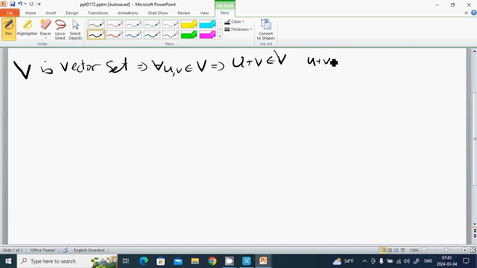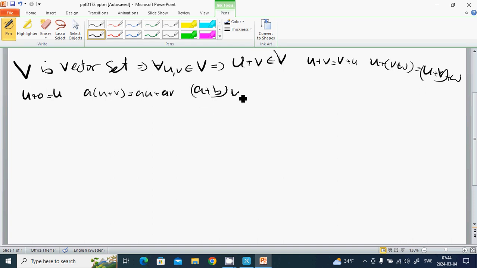and u plus v equals v plus u, and (u plus v) plus w equals u plus (v plus w), and u plus the zero vector is u, and a(u plus v) equals au plus av, and (a plus b)u is au plus bu, and (ab)u equals a(bu), and 1u is u, and 0u is 0.